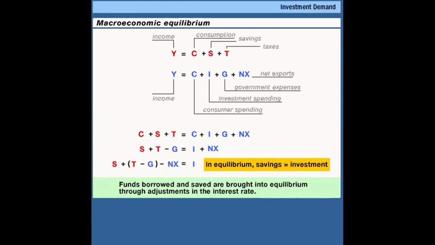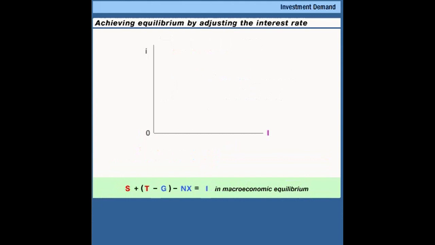Now, when you draw a supply and demand diagram, you've got to be very clear about what's on the axis. On the horizontal axis, we put quantity, and in this case, it's the quantity of loanable funds. Since we're going to talk about demand first, we're going to label this axis with capital I, investment spending, because this is businesses wanting to borrow money, the demand for loanable funds.